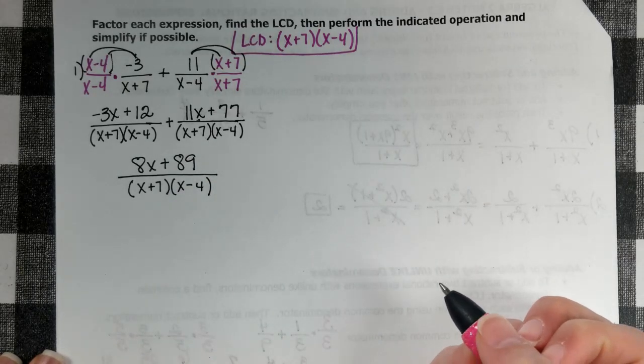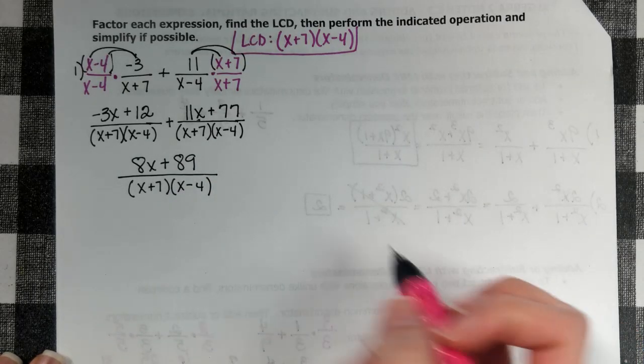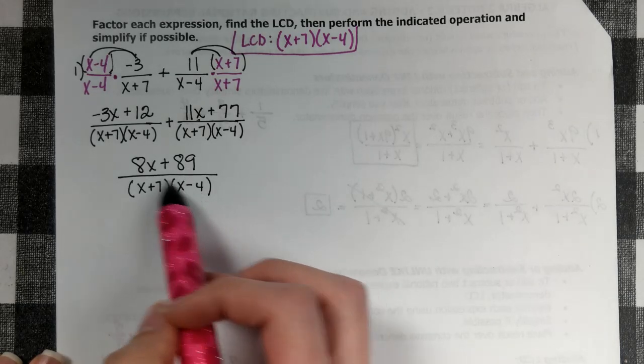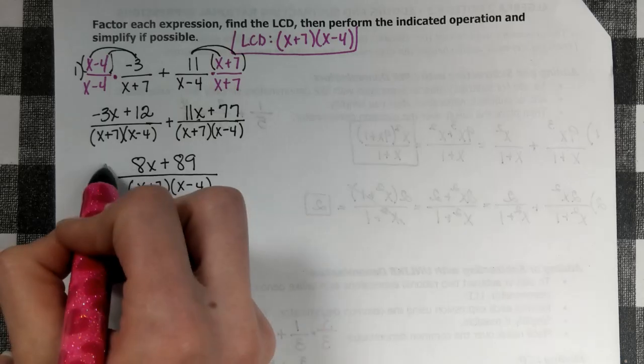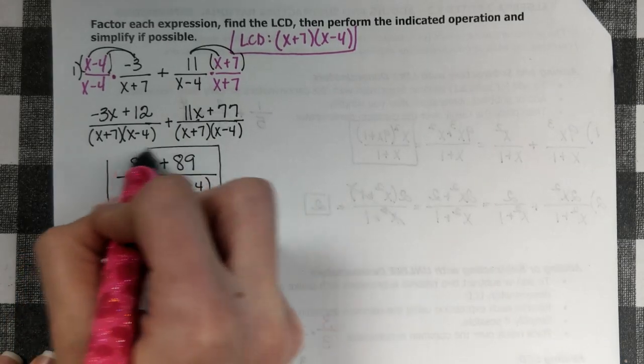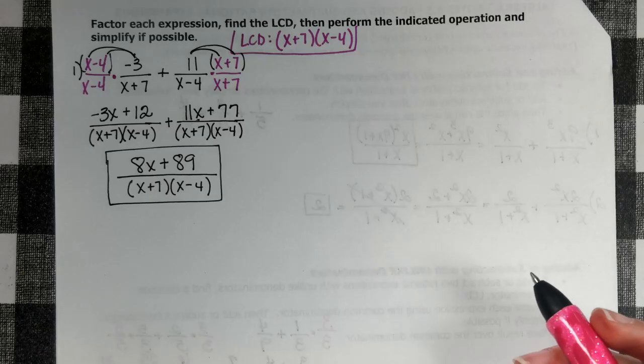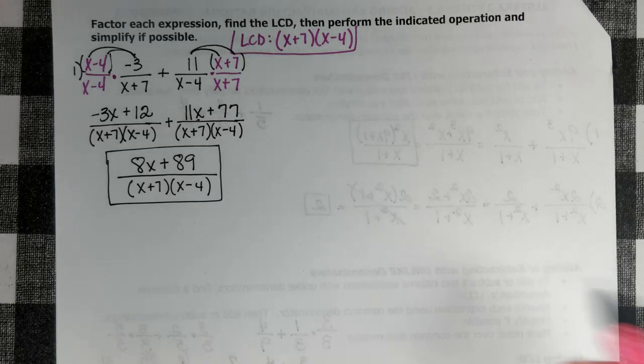Then I would see, can I simplify? I cannot take 8 away from 89. I cannot take 2 away from 89. I can't take 4 away from 89. So this is going to be my answer. A problem like that, I think, is doable. Do y'all see the process?